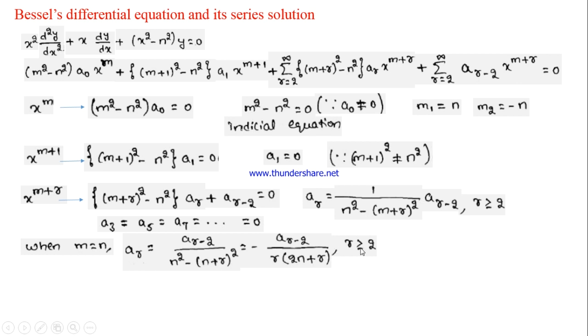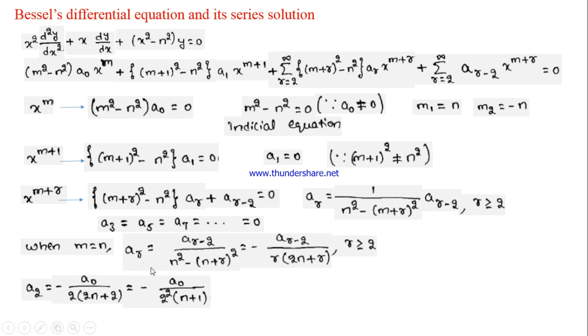Now for r equal to 2, a2 is equal to a naught divided by minus 2 into (2n plus 2). 2 is taken common. We get minus a naught divided by 2 square into (n plus 1).